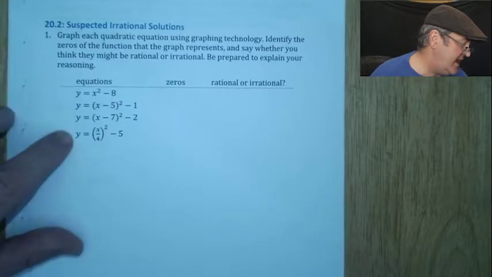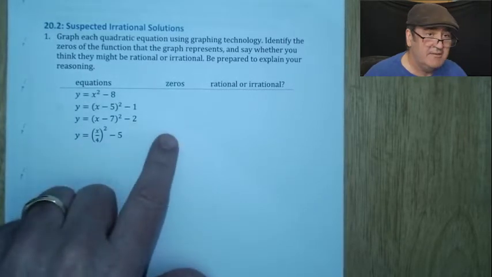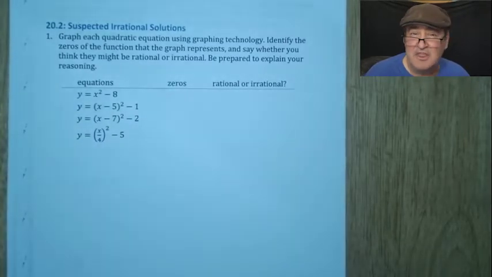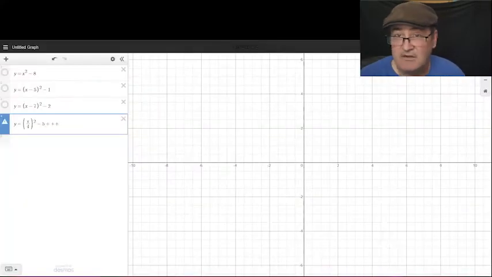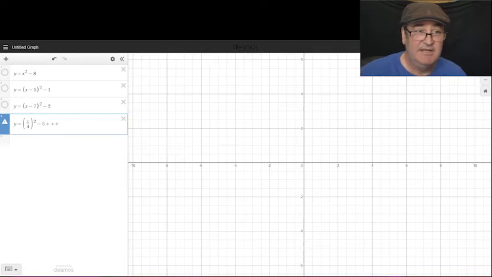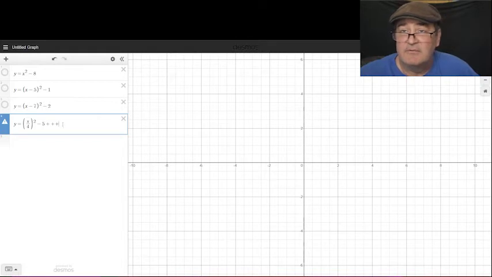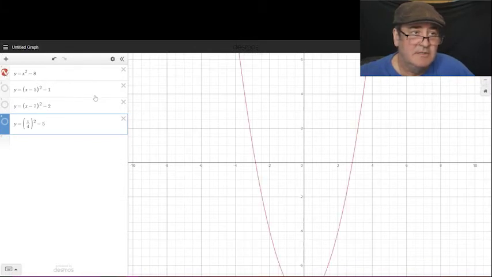So let's look at these. I have these 4. We're going to write down the zeros. We're going to write down whether we think they're rational or irrational. Then we'll figure that out. Let me switch over here to take a look at our equations. Here are the equations over here. I've got them all written down. Okay, here are our 4 equations. Let's look at the first one.